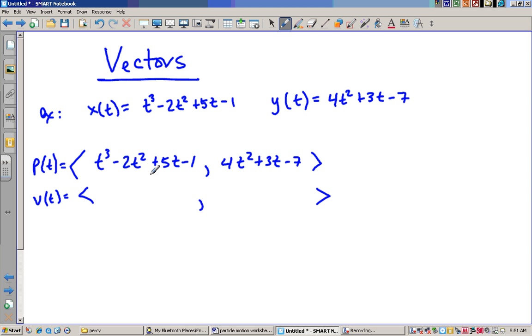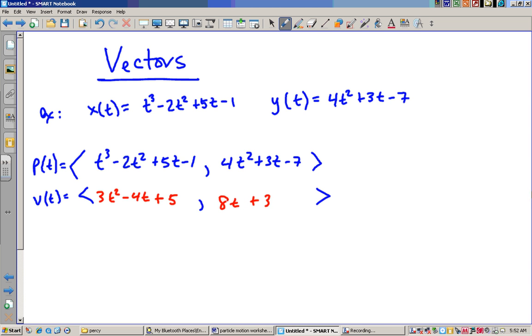We'll just worry about our x and our y's. Let's just first worry about our x component, which is t cubed minus 2t squared plus 5t minus 1. Our velocity vector would be 3t squared minus 4t plus 5. And our y component for our velocity vector would be 8t plus 3. Notice all we're doing is what we've done before, where we're just deriving x, deriving y, and placing it in their respective fields.